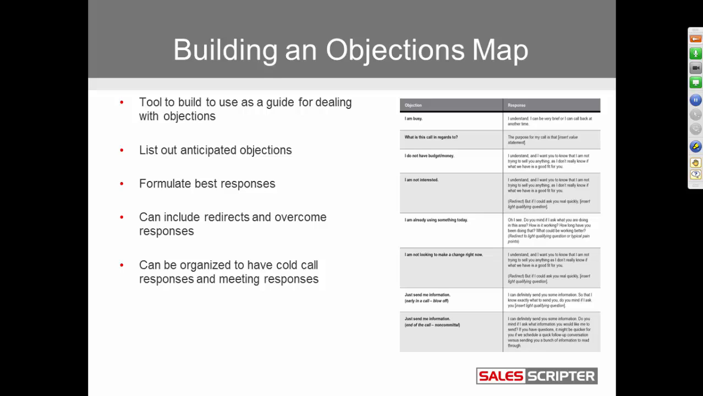So, I would put some redirects in there. Think about redirects that you can do, questions you can ask as part of redirects. You could also have multiple responses for each objection. So you could have, okay, when I get this on a cold call, I'm going to respond with this redirect. And now the same objection, if it comes up in a meeting, here's my overcome response. So the best practice way to do this is to have multiple responses for the different objections, depending on where you are in the process.